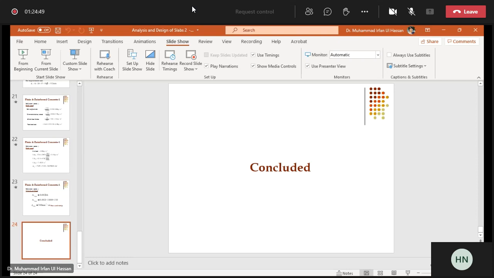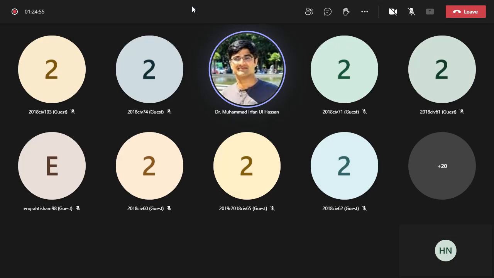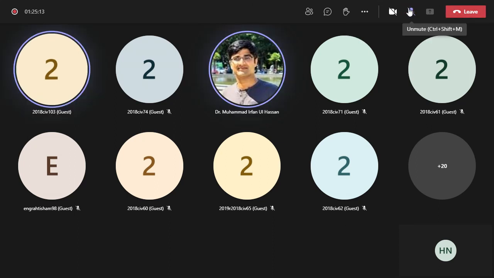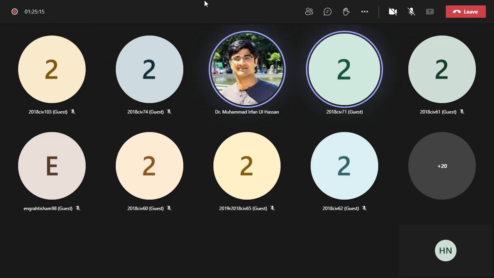Then comes the design of another topic, the shear design of the beam. You also studied the shear design of the beam. Did you study the topic of shear design in the beam? Yes, sir.